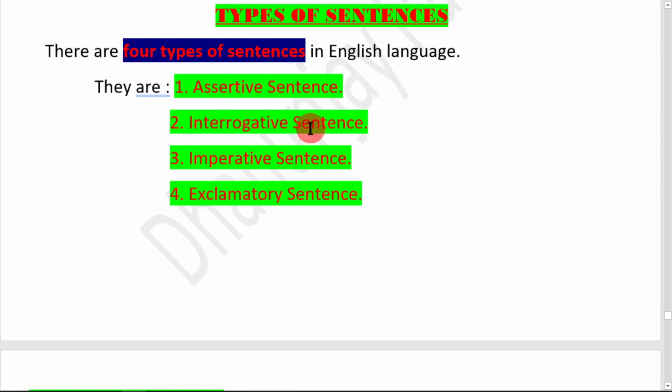Interrogative sentences are of two types. An interrogative sentence that begins with a helping verb and ends with a question mark is a general question. An interrogative sentence that begins with a question word and ends with a question mark is an interrogative question. They are called interrogative sentences. Imperative sentences begin with verb 1 and end with a full stop. Exclamatory sentences begin with what or how and end with an exclamation mark. This is called an exclamatory sentence.